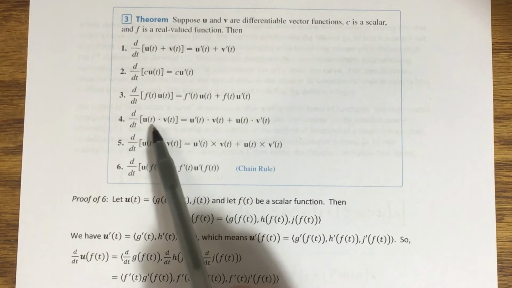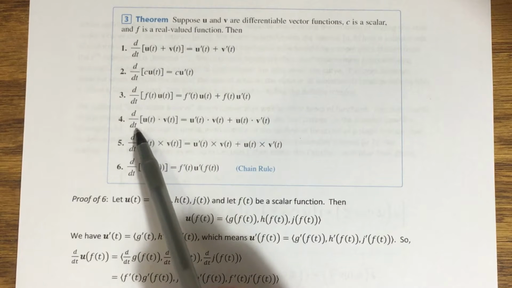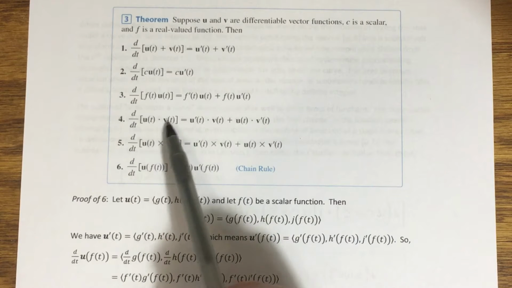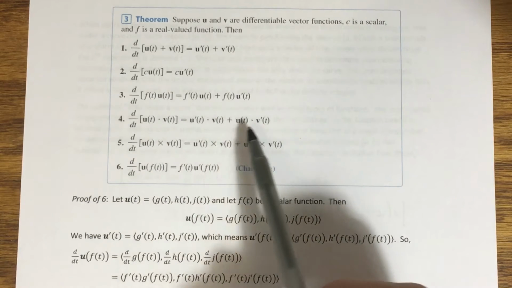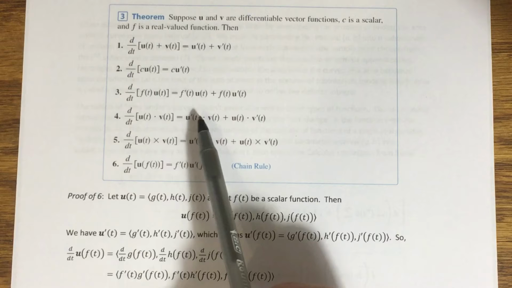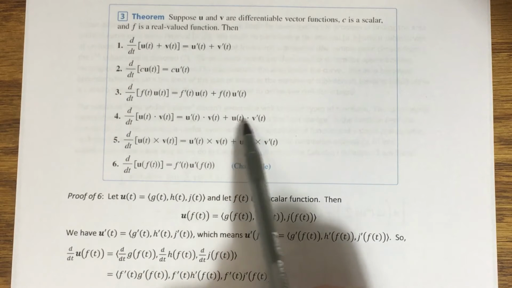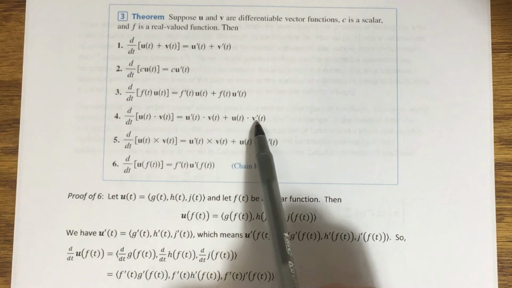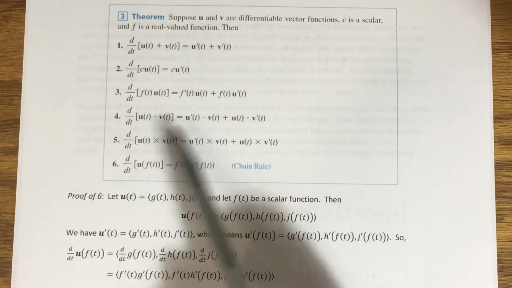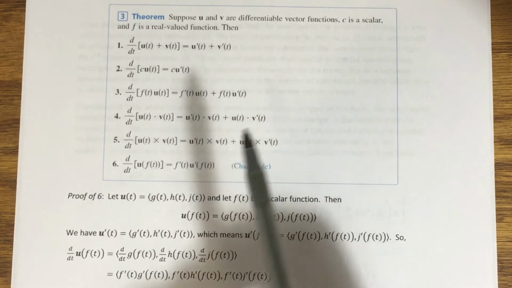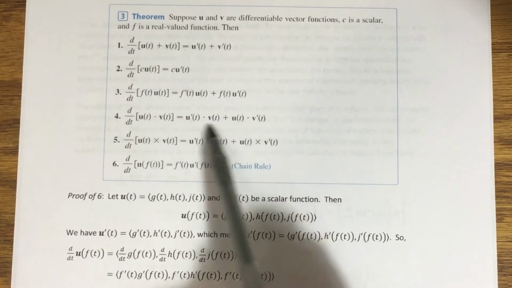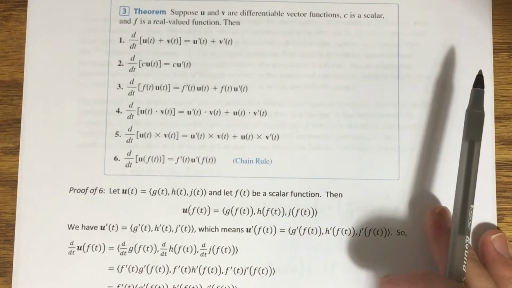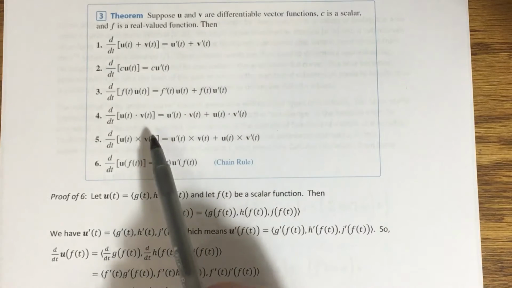Down here, similar thing happens. So we're taking the derivative with respect to t of the dot product of two vector functions this time. Notice the u and the v are both bolded. Interestingly enough, the result is exactly like the usual product rule from Calculus 1, u prime times v plus u times v prime. Interesting that that happens still with the dot product. I think your book proves this property, so it's worth taking a look at that proof to see why that's happening.